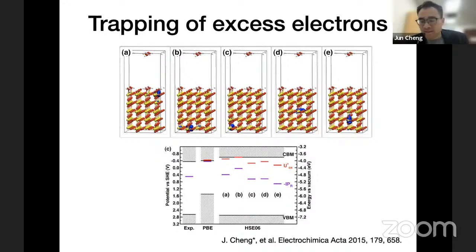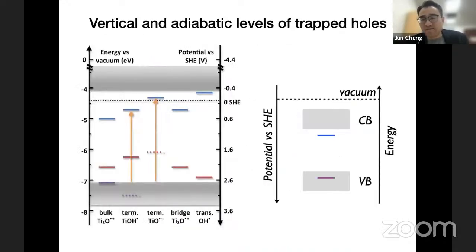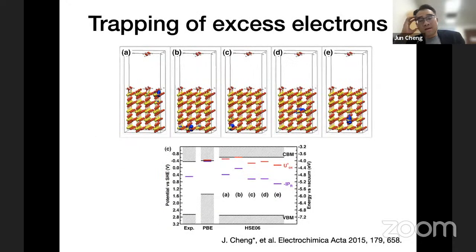So these are the different levels we should use when we consider spectroscopy. We should consider the vertical level, but if we want to look at the stability, the thermodynamics or the redox potential, we really have to look at the adiabatic level. It's really this huge reorganization energy that makes the difference. Similarly, we can also do excess electrons. The electron can also trap on the surface.